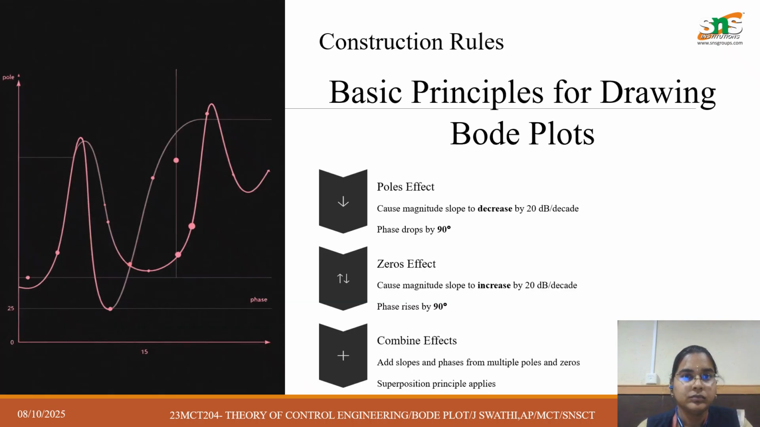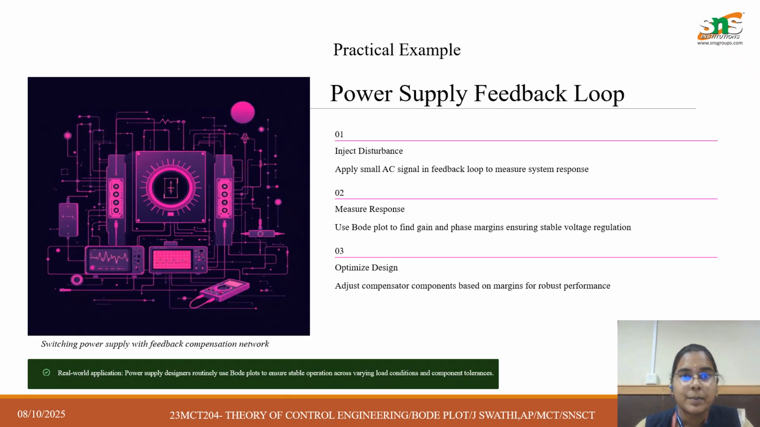For the construction rules, we have to analyze the poles effect and the zeros effect, and then combine both effects. We can add the slopes and phases from multiple poles and zeros, and apply the superposition principle. Practical example and applications: inject disturbance. We can apply a small amount of AC into the feedback loop, analyze the system response, and measure the response. We can then optimize the design.